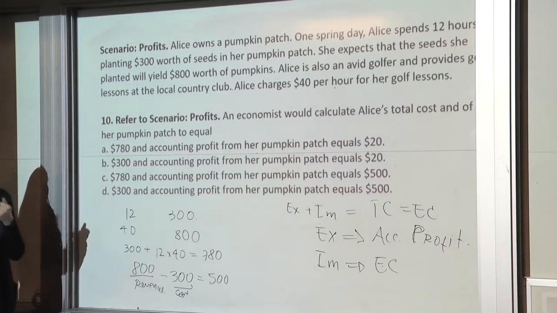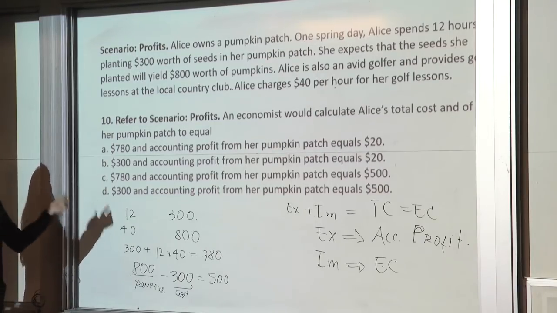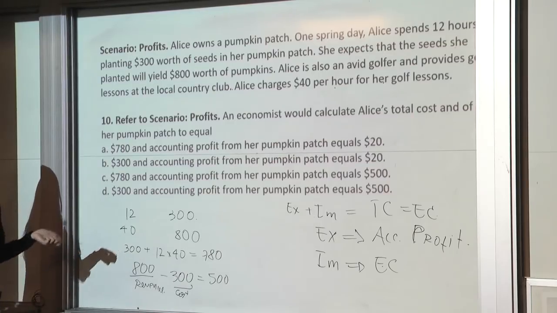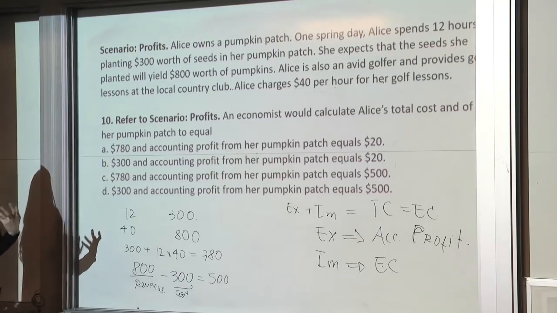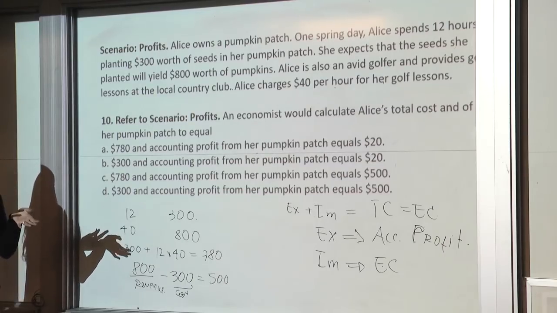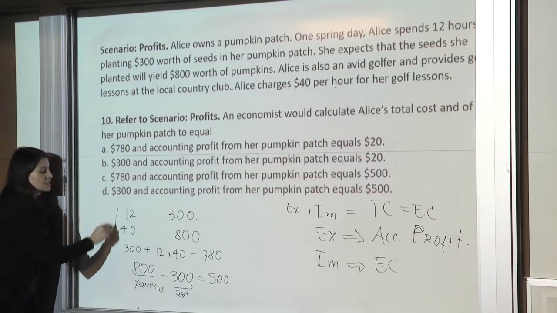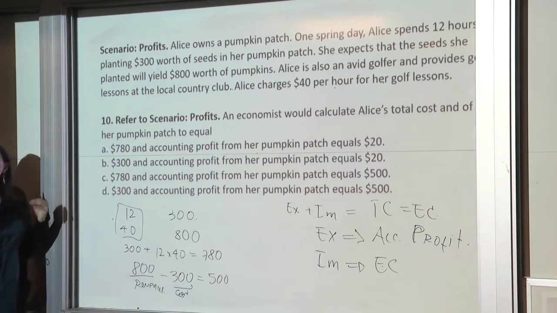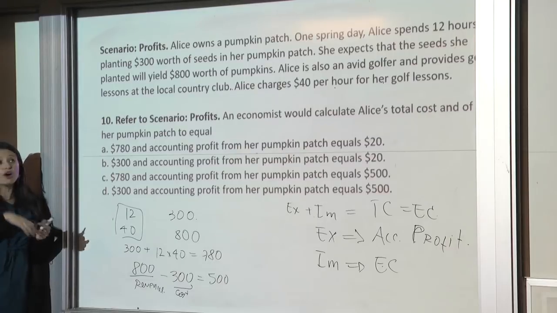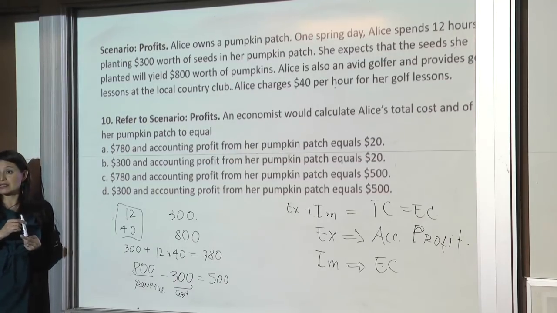So she is giving up $40 per hour by being in her farm and planting her seeds. So that is like her implicit cost, right? She's not making that money, but she's giving it up, basically, okay? So that is how I know that this is my implicit cost. It's the opportunity cost of working in planting the pumpkin seeds, okay? Clear? Good.